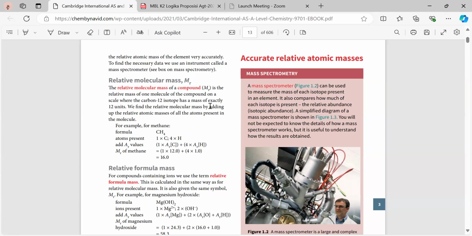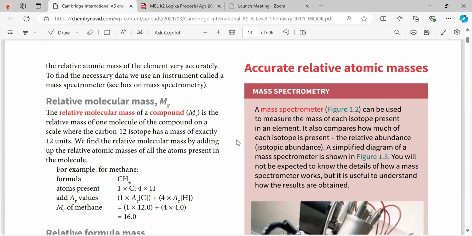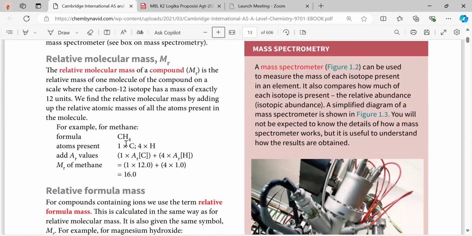Basically, this MR is a combination of AR. AR technically is the mass of a single atom, and MR is the whole molecule. I'm going to zoom in so you can see this clearly. For example, here for methane, we have the formula CH4.